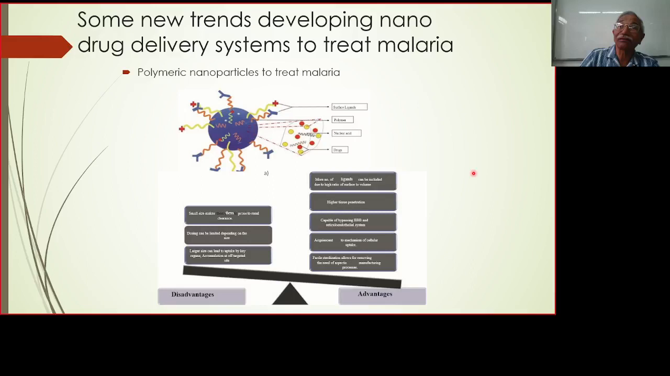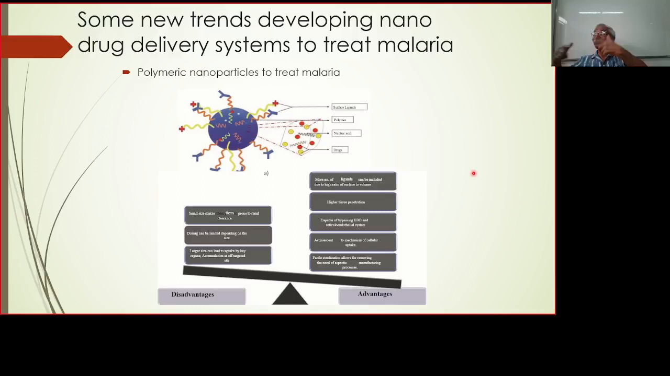Disadvantages we don't know, because suppose you put a nanoparticle and a lot of antimalarial drug on it, and it releases everything at one point. At that point, if it leaves that active drug into your liver, then you may see liver toxicity. Or if the nanoparticles accumulate in your lungs, you may see lung toxicity. So there are some challenges there, because these are so fine particles that they can move into the body very easily.